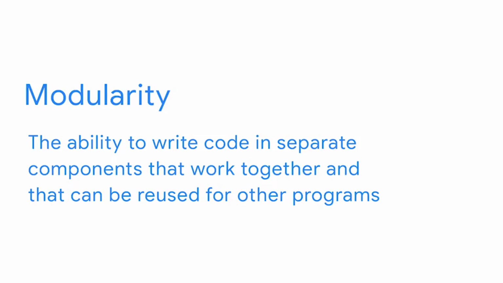Because of its modular nature, Python is well suited to making code reusable. Modularity is the ability to write code in separate components that work together and that can be reused for other programs. Modularity is closely related to reusability because it lets you reuse blocks and sections of code. Reusing code blocks can help you more effectively collaborate with data engineers on larger projects so that they don't have to start their code from the beginning.